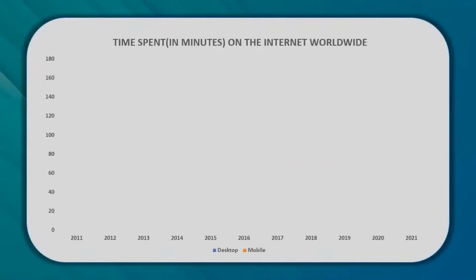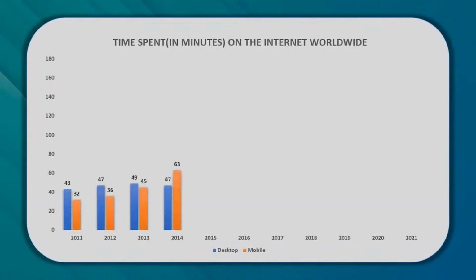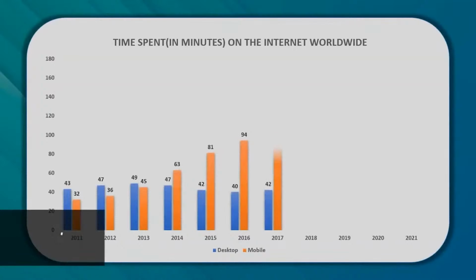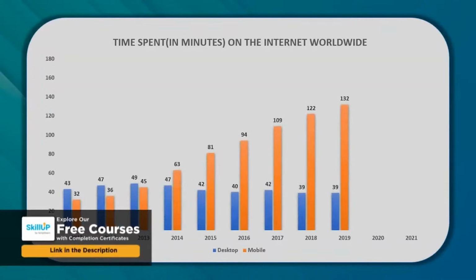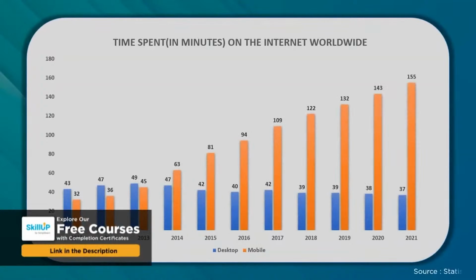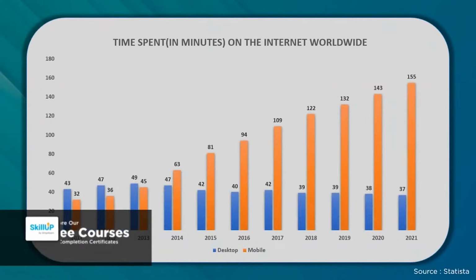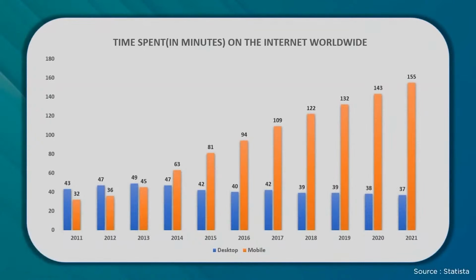This statistic represents the daily time spent online by internet users worldwide, starting from 2011 all the way up to 2021, sorted by device. According to Zenith Optimedia, in 2018, the average daily minutes of desktop internet consumption per capita amounted to 39 minutes and is slowly projected to decline until 2020. However, the daily mobile internet consumption is set to increase to 155 minutes in 2021.